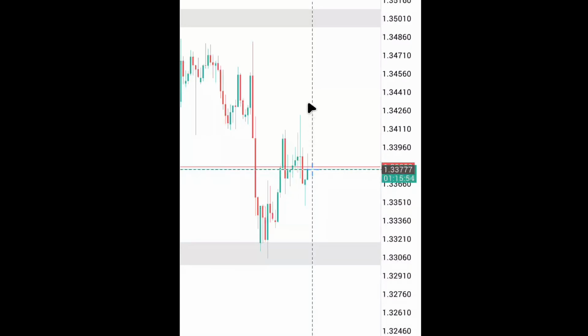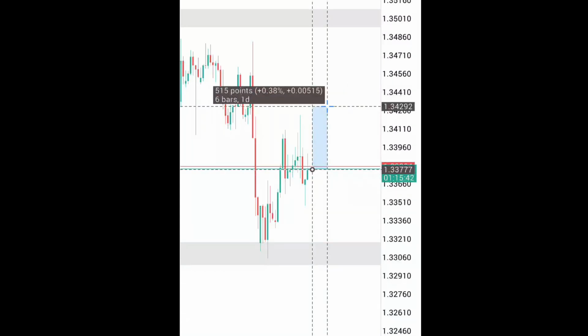Having placed this here, I just need to tap the point where I want the stop loss to be. So let's say I want the stop loss to be just a little above this previous high. So what I do is that I just tap there. So you can see that from here to that level is about 515 points, which is 51.5 pips. That would take about 6 bars, so it will take about 1 day for that to happen.